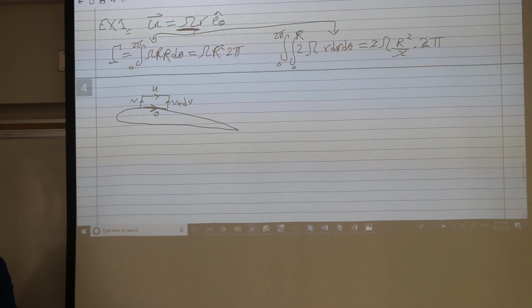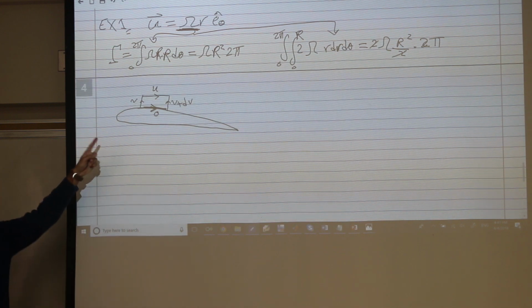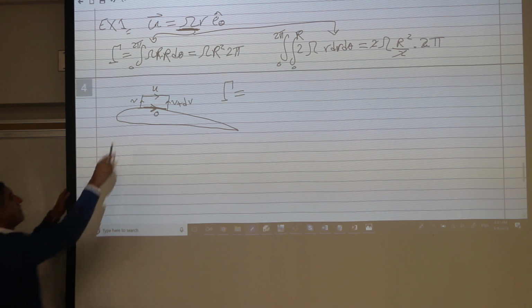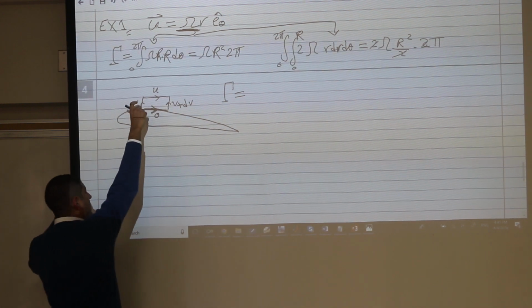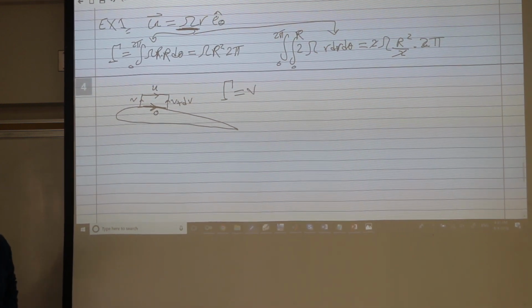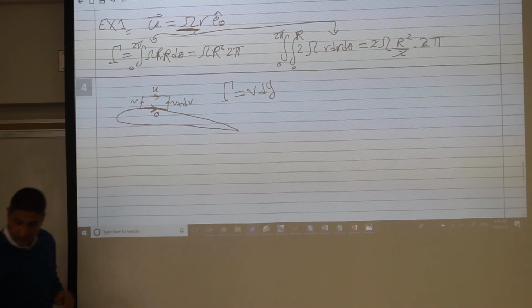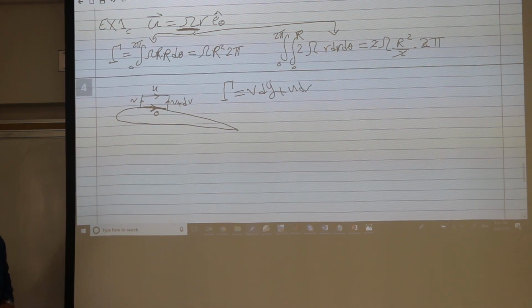Okay, so let's compute the circulation over this little contour. So I'm taking a teeny element. What's the circulation? We're going to do it like last time. So this v times the line element along it, so it's v dy. This u times the line element, so it's plus u dx.